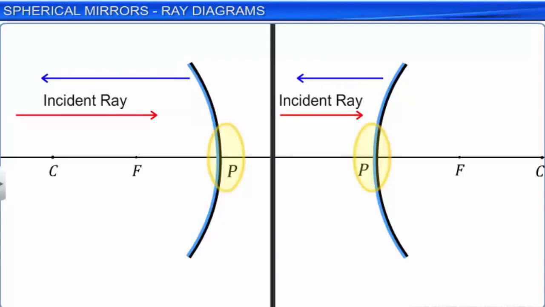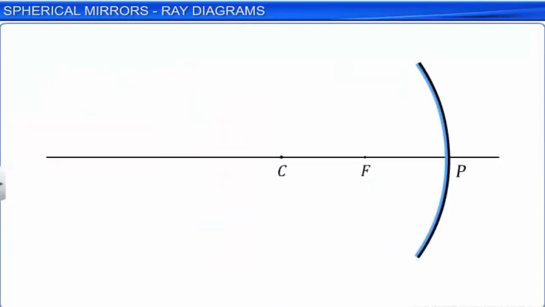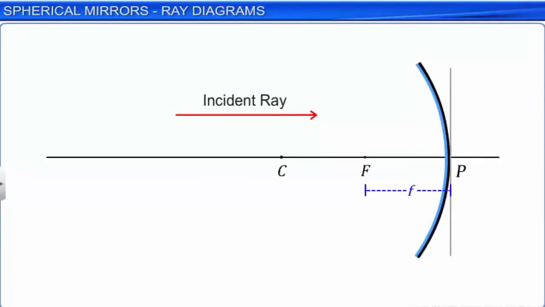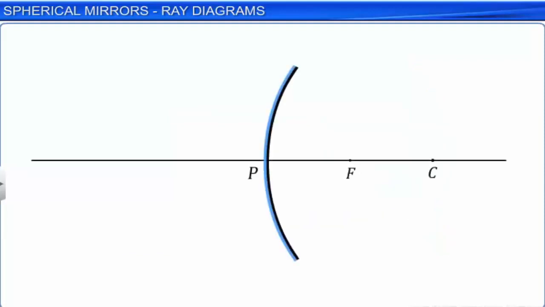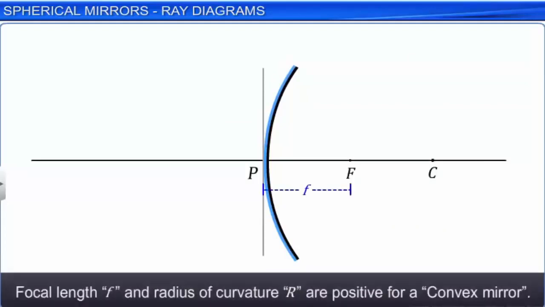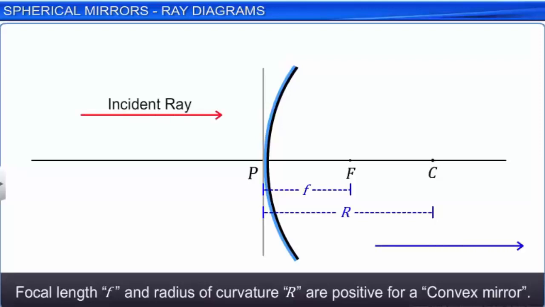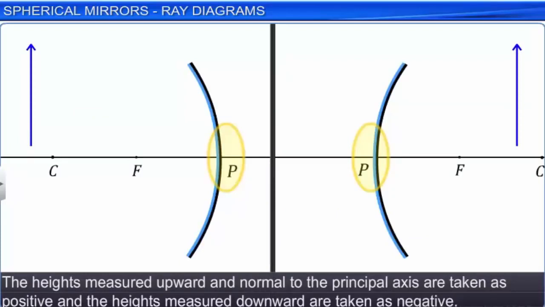For example, in the case of a concave mirror, if the focal length and the radius of curvature are measured from the pole, then the measurement is in a direction opposite to the direction of the incident light. Hence, they must have negative values. On the other hand, for a convex mirror, the values of focal length and radius of curvature must be positive, as these measurements are in the same direction as the direction of the incident ray. Heights measured upward and normal to the principal axis are taken as positive, and the heights measured downward are taken as negative.